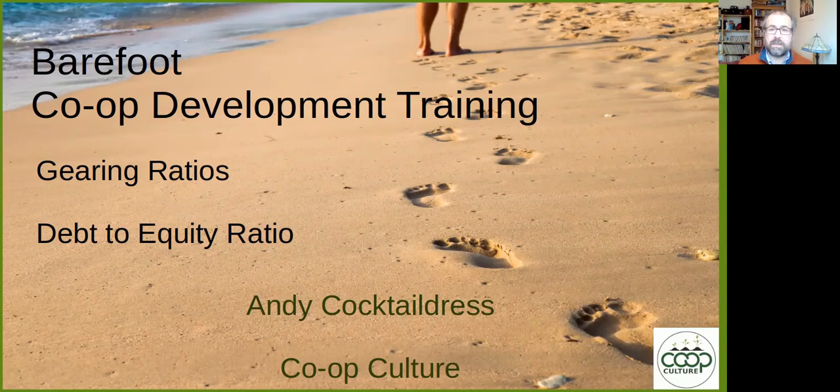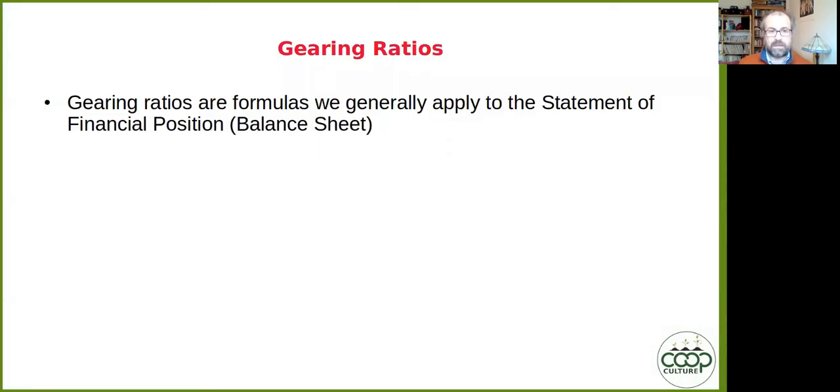In this series, we're looking at gearing ratios and how we use gearing ratios to help us examine what is the best source of capital for co-ops and community businesses. In this particular video, we're going to be looking at the debt to equity ratio. So, what are gearing ratios?